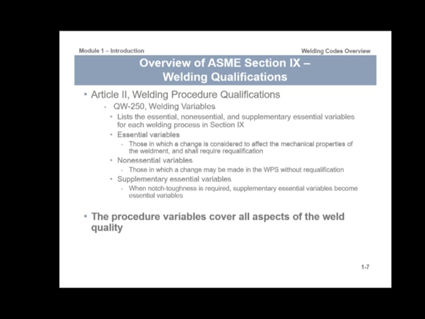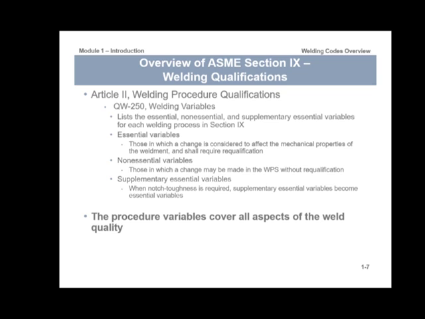You switch filler metals from, let's say, a carbon steel filler metal to a stainless steel filler metal. That would be switching F numbers and A numbers. Non-essential variables, those in which a change may be made in the WPS without requalification. Like I said before, that would be something like changing the size of the filler metal. You're still using the same filler metal, it's just a different size.